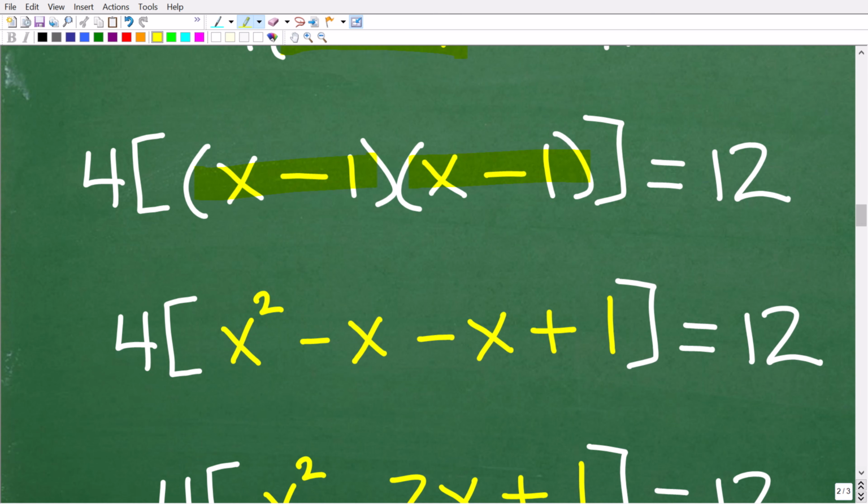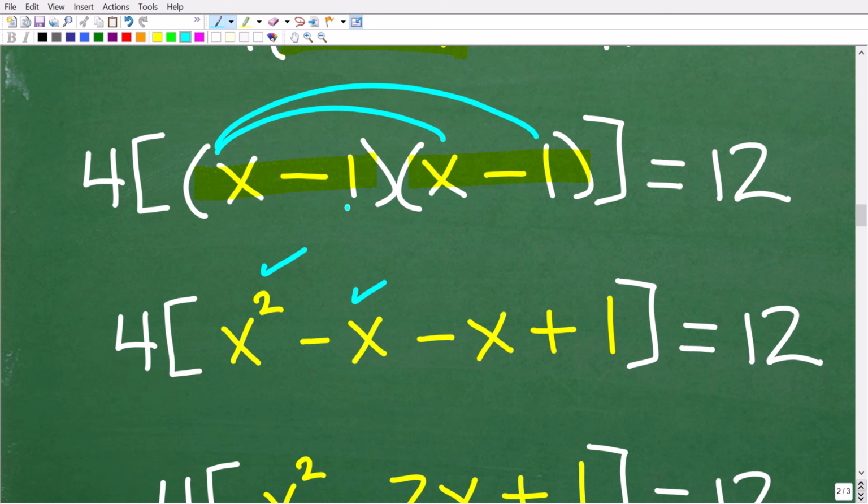Now what we need to do now is multiply x minus 1 by itself. So that's going to be x times x, or x squared. X times this negative 1, that's negative x. Negative 1 times x is negative x, and then negative 1 times negative 1 is a positive 1.